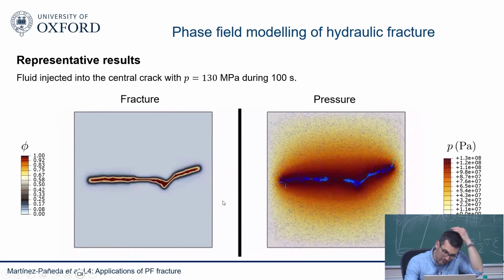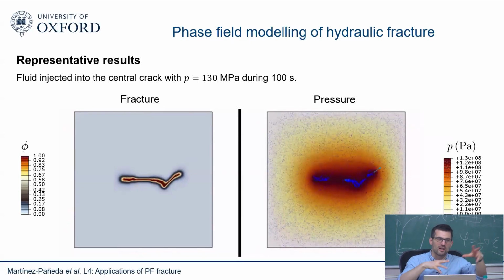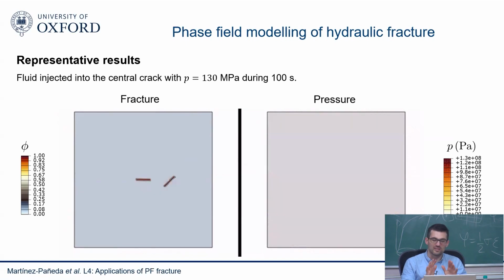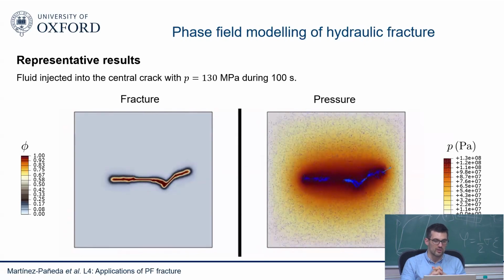And this can be very powerful in hydraulic fracture, because hydraulic fracture is a complicated phenomenon where you're injecting a fluid. The cracking phenomenon is very complex. You have crack branching, coalescence of multiple cracks, and you have this interplay with the fluid pressure. So this can be naturally captured in phase field. Again, no convergence issues, quite nice calculations.